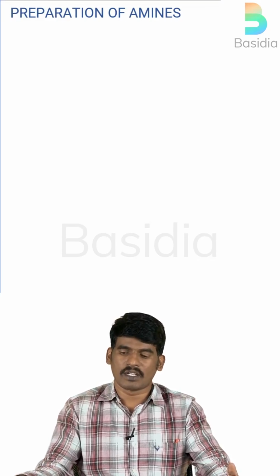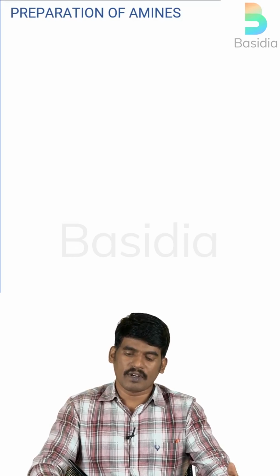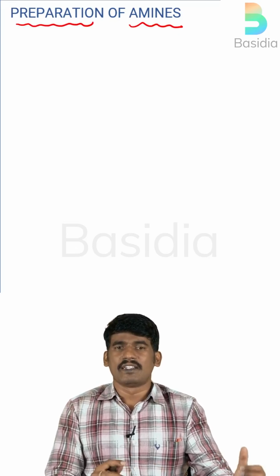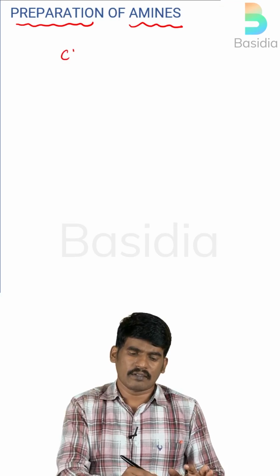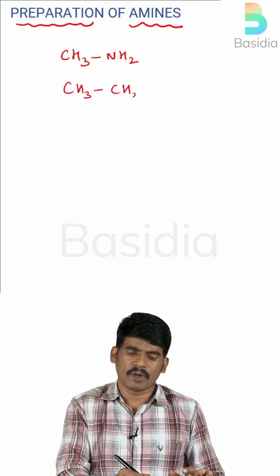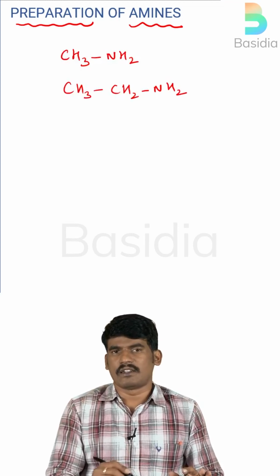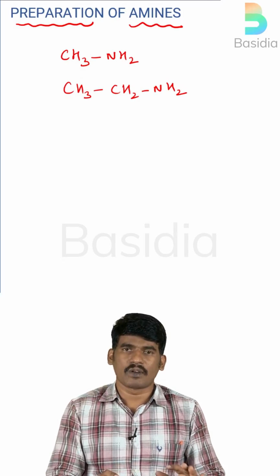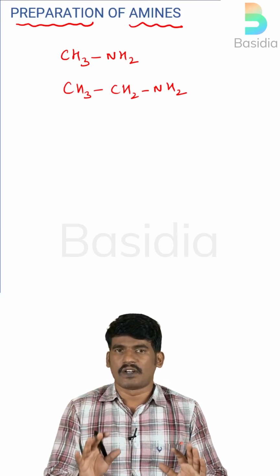In the previous lecture, we had discussed classification and nomenclature of amines. In this session, we are going to talk about preparation of amines. How do you prepare the amines? We are going to talk about the preparation methods for the amines. Simple amines like methylamine and ethylamine preparation methods will be discussed here. Even if any secondary amines and tertiary amines are there, those preparation methods also will be discussed in this session.